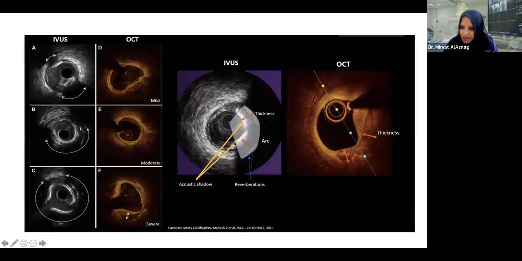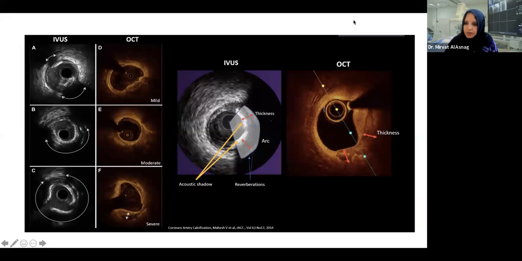When you look at the intravascular ultrasound, these are paired images again. You're looking at the acoustic shadow and trying to assess the arc and the thickness. It's covered over here, but this is reverberations. Do you know what reverberations usually mean? Anybody?